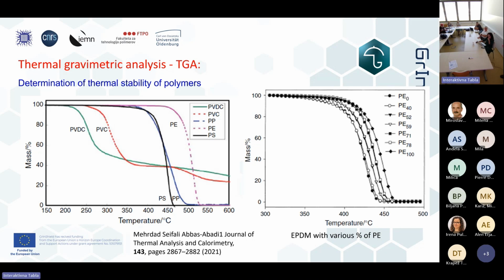There is another picture which shows mass loss of EPDM with various percentages of polyethylene, and we see that also the degradation proceeds according to this copolymer content. Polyethylene is more stable than propylene.